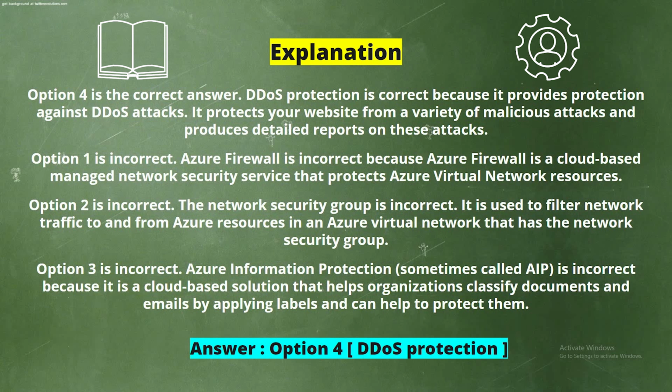Option 1 is incorrect. Azure Firewall is incorrect because Azure Firewall is a cloud-based managed network security service that protects Azure virtual network resources. Option 2 is incorrect. The Network Security Group is incorrect. It is used to filter network traffic to and from Azure resources in an Azure virtual network that has the Network Security Group. Option 3 is incorrect. Azure Information Protection is incorrect because it is a cloud-based solution that helps organizations classify documents and emails by applying labels and can help to protect them.